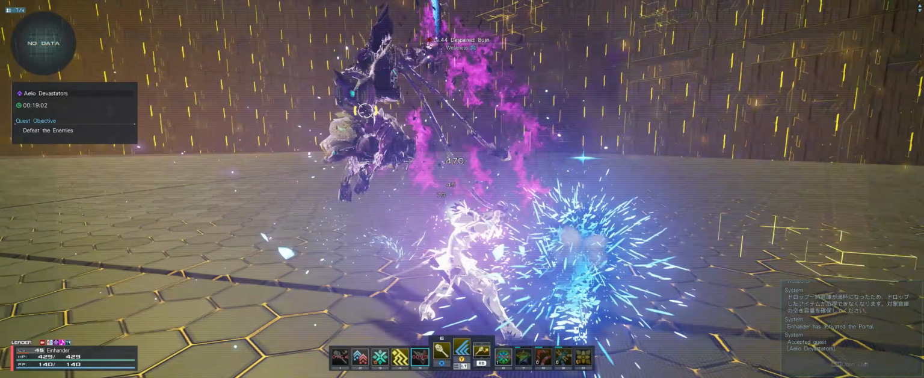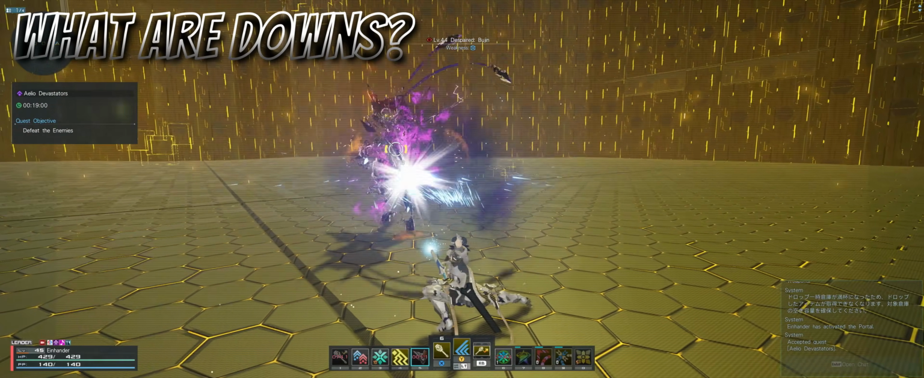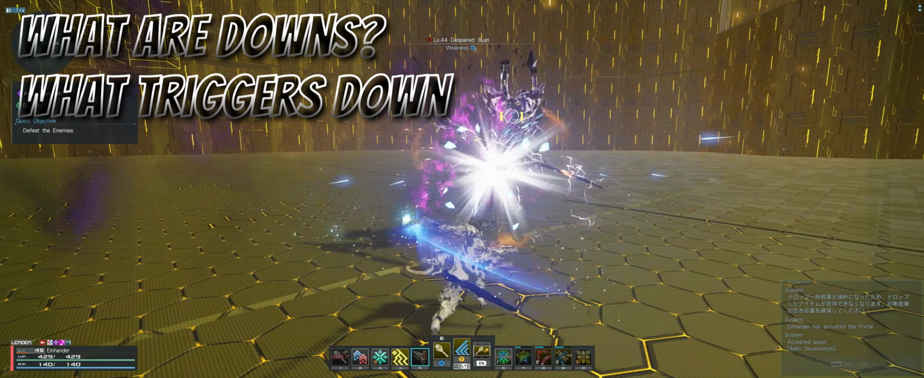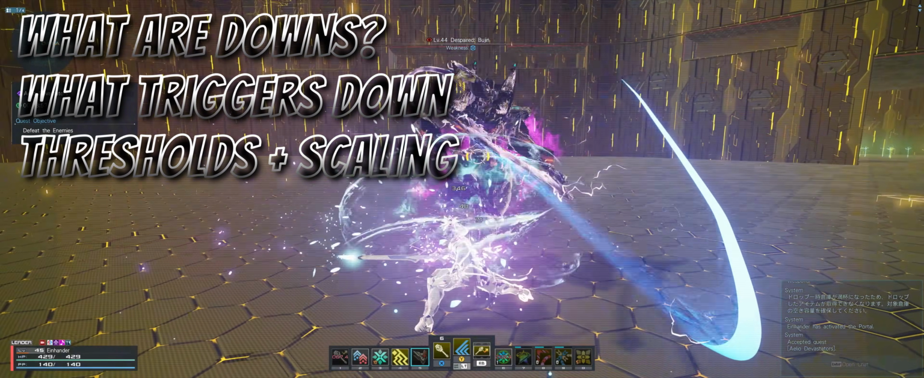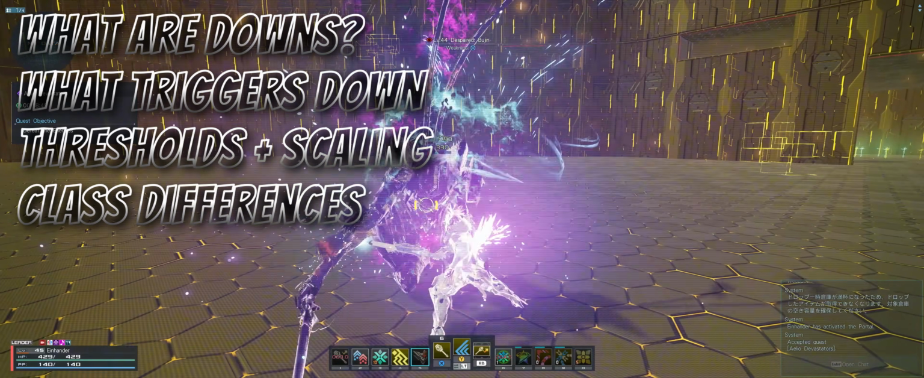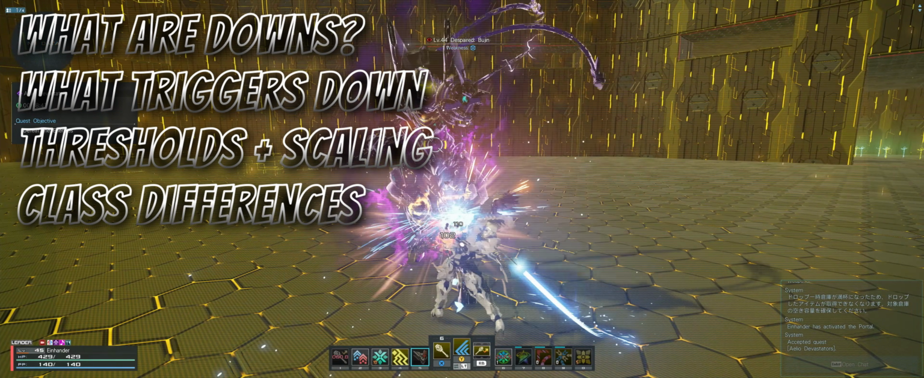As you see on the screen, we're going to be covering the following. What are elemental and physical downs? What triggers a down state? Down thresholds, scaling, and modifiers. How do they vary based on tech classes, specifically Techter, Force, and Bouncer?